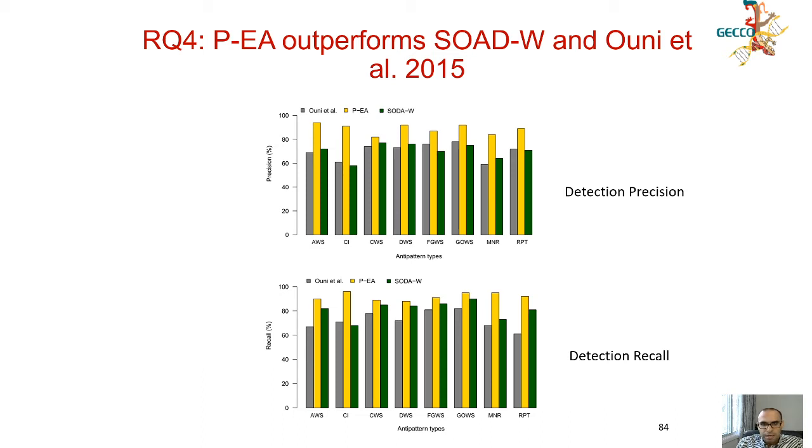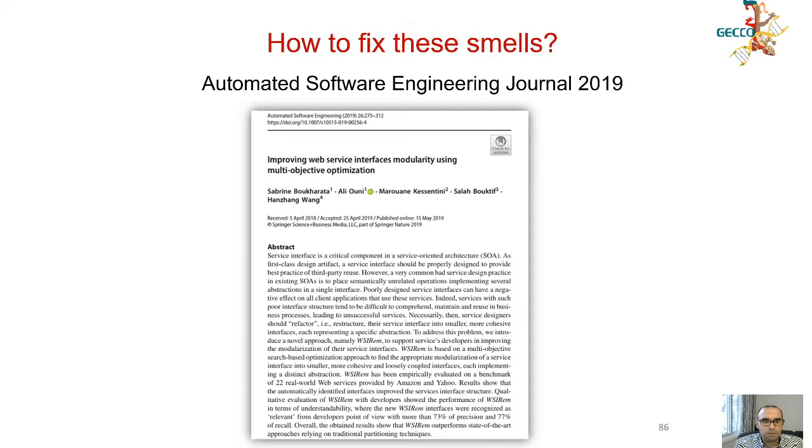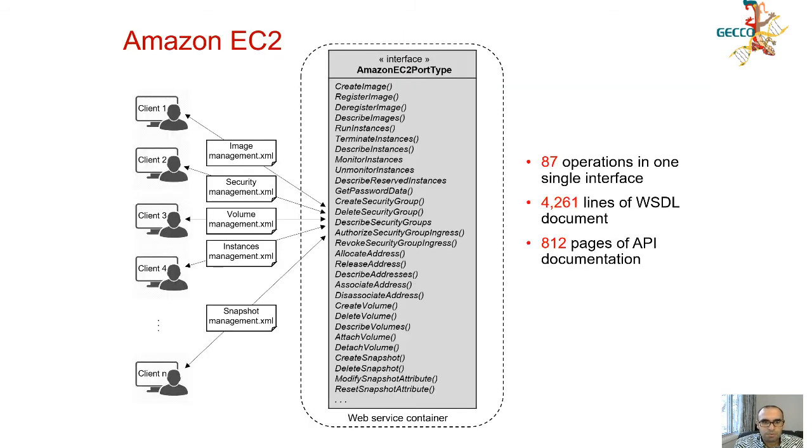So here is another example that shows how good SBSE is in solving real world problems. So good. Now we have detection rules that can detect the possible anti-patterns that can exist in a web service interface. And then the next step is how to fix these anti-patterns, how to refactor them. This is actually challenging: finding the best solution to optimize the interface of a web service.